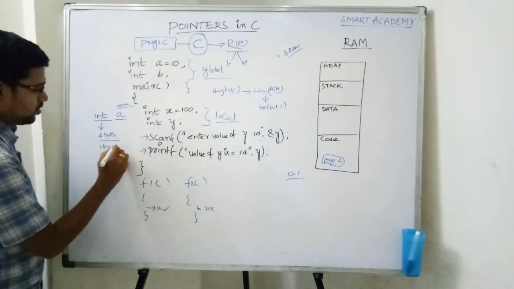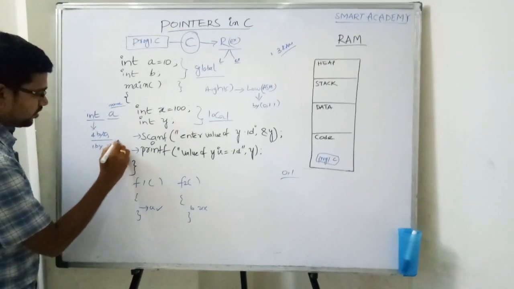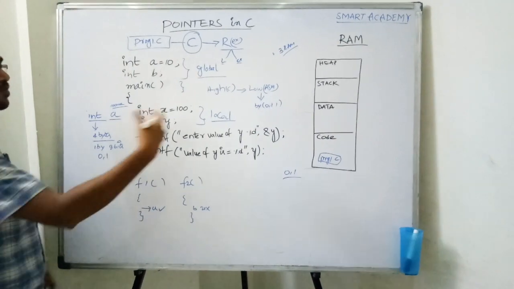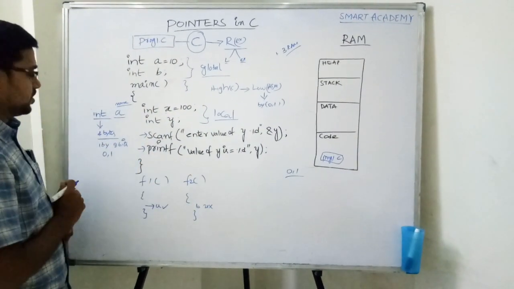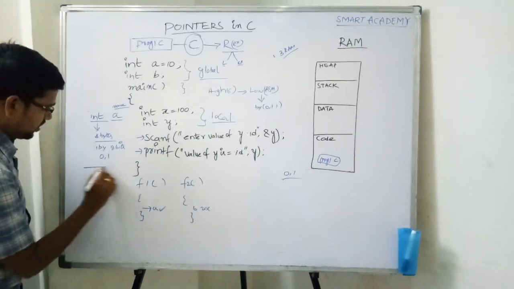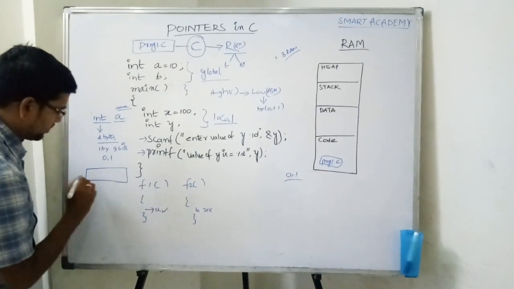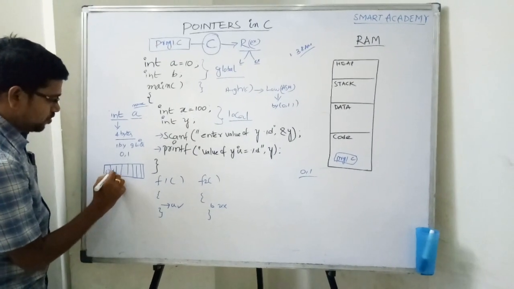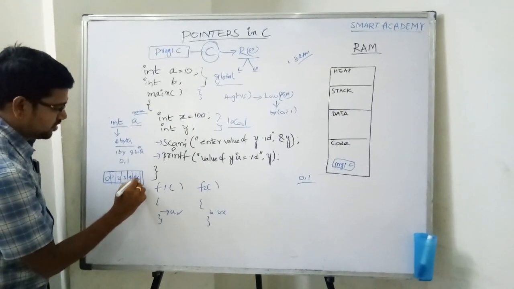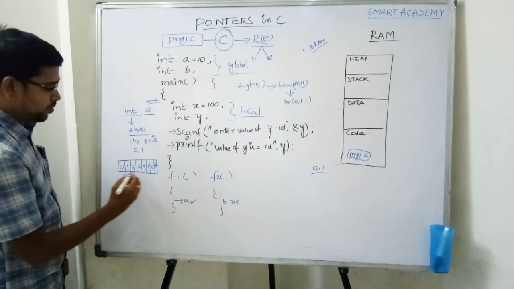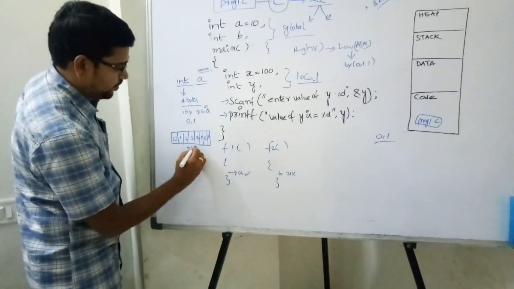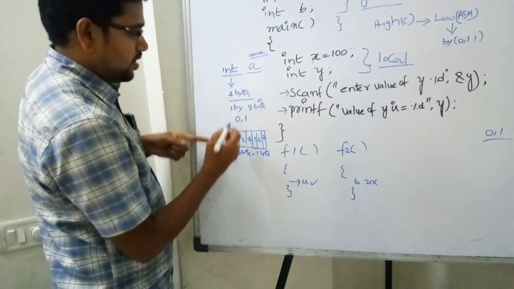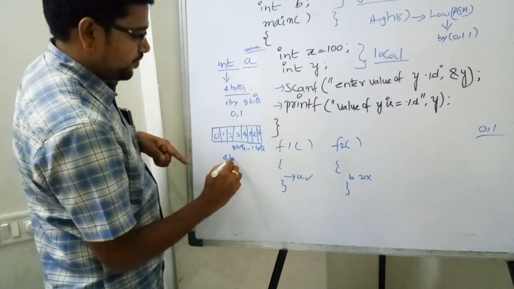1 byte is equal to 8 bits. Isn't it? So what is a bit? A bit can be either 0 or 1 because the computer understands only zeros and ones. So what is 1 byte? I can represent it like this: 0, 1, 2, 3, 4, 5, 6, 7. So 0 to 7 is 8 bits, and 8 bits is equal to 1 byte. So like this, it is 4 bytes.